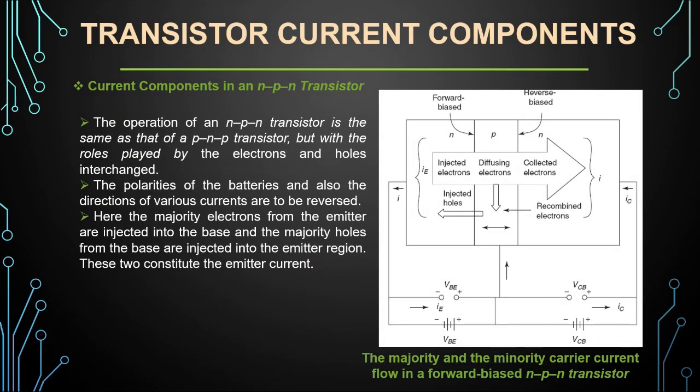And this is another approach, using NPN now. For NPN, what are we doing? We have to make it in the opposite direction to make it forward bias. Again, from the emitter side we are injecting the electrons.